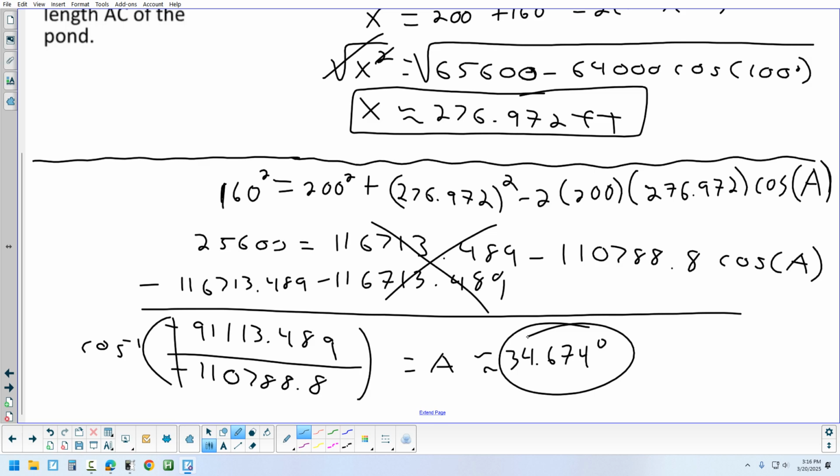The first part is how you solve for a side. Any questions on that?